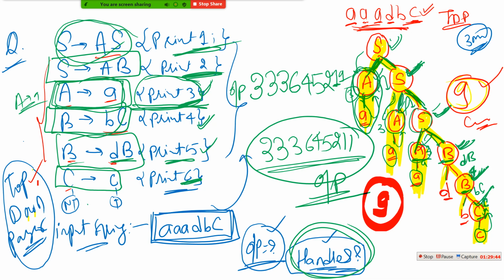Yes, handles are not going to change whether you do top down parsing or bottom up parsing; the handle will remain the same. Dear Yash, the handle will remain the same whether you do top down parsing or bottom up parsing. In bottom up parsing there will always be 9 handles. In top down parsing it will be the same, it will not change.